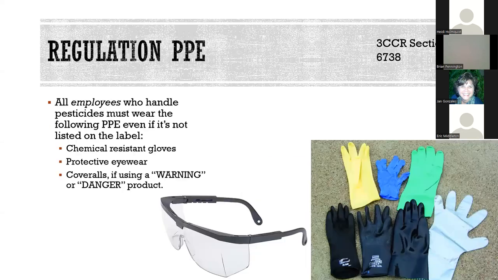All right. So let's move on to regulation PPE. This pertains to all employees who handle pesticides. They wear the following PPE, even if it's not listed on the label. The two main things that we look for are chemical resistant gloves and protective eyewear. So any employee working for a company who is mixing, loading, or applying pesticides, we are looking for these two main things. If you are using a warning or danger product, where pesticides are a little more severe, we're going to be looking for coveralls. But the main two things are just the gloves and the eyewear.